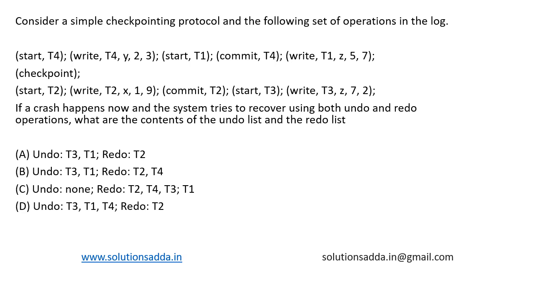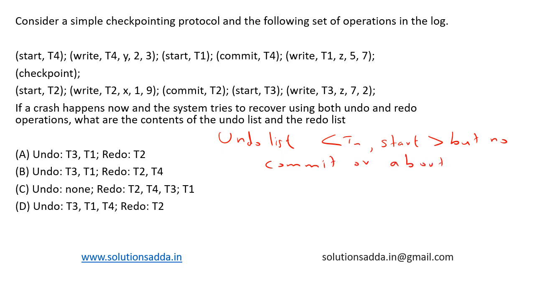So two lists are being maintained. One is the undo list, and the other is the redo list. In the undo list, if the recovery system sees a log with the start of a transaction, but no commit or abort, then it simply puts the transaction in the undo list so that if a crash happens, it simply undoes what the transaction has done. Now the redo list is what?